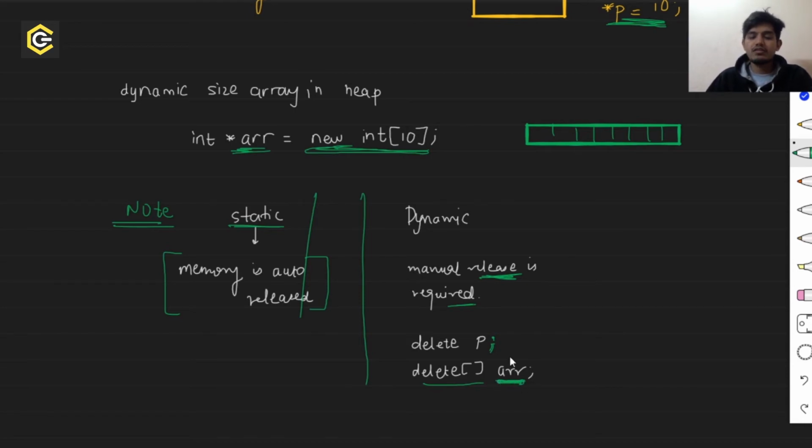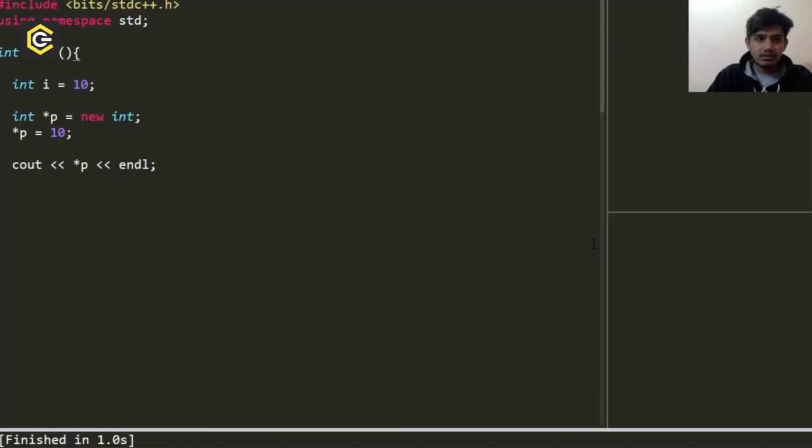Okay, so let us jump into the code and try to implement whatever we have learned. Here we have declared a normal int i = 10, and we have *p = new int, and we are just printing the value of p. Let us see some other variables, and here we are making an array that is made in the heap.